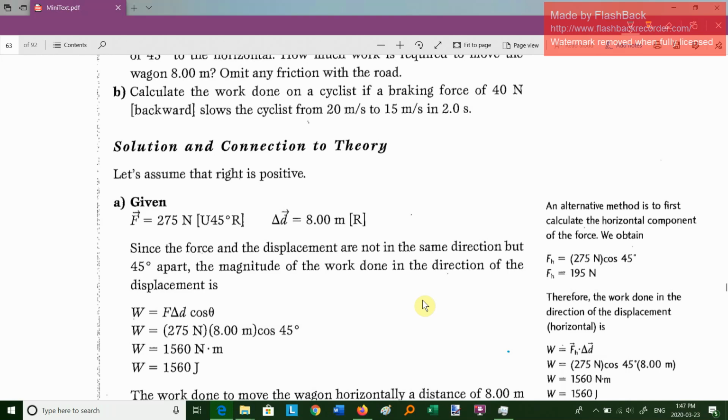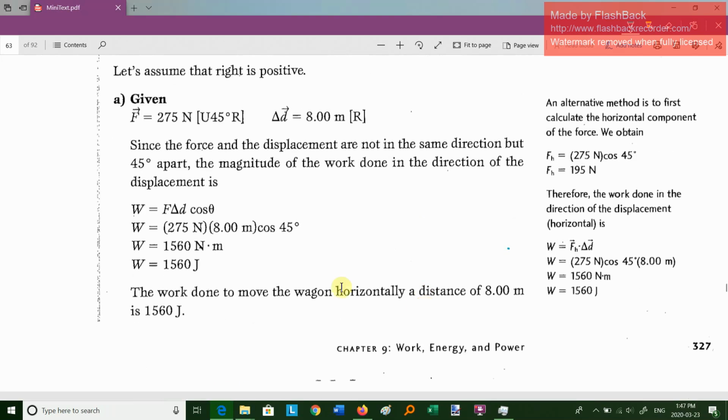The force and displacement are not in the same direction, but 45 degrees apart. So all you do is work is F delta d cos theta. So 275 times 8 times cosine of 45 degrees, and you get 1560 joules. Alternate method, you could take 275 times the cos of 45, so that's your horizontal force, times the displacement. It's the same thing. You get 1560 joules.